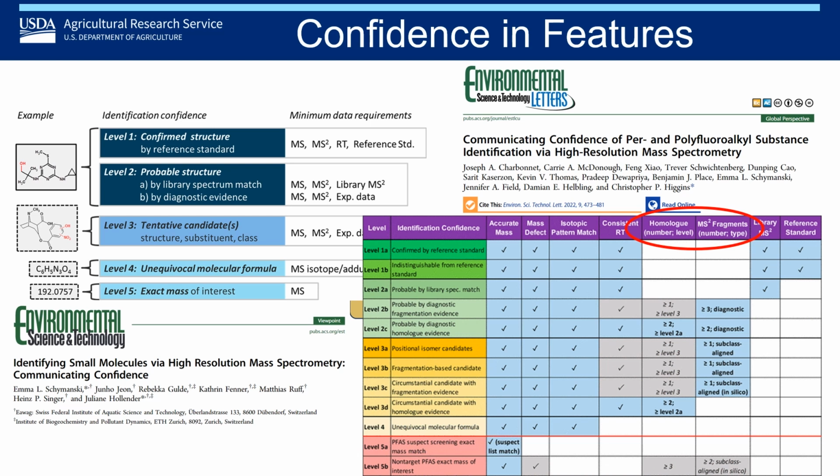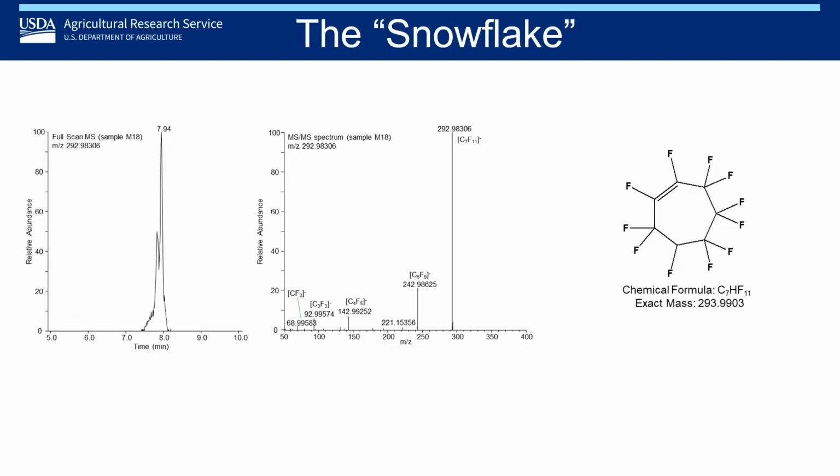So what I will talk about now is two different case studies from my results and how they relate to these levels and the confirmation of them eventually being both level 1 and confirmed by reference standard. So the first thing we're going to take a look at is something that in-house we dubbed the snowflake. It is a 7-member ring that is nearly fully fluorinated, and initially this was the structure that was given to us in our output from Compound Discoverer.